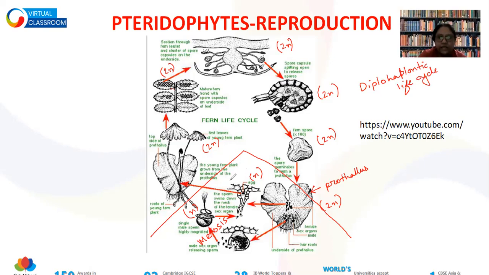It will be 2n only. The zygote forms the embryo, and the embryo forms the sporophyte, so it will be 2n only. It's not zygospore, it is 2n. You need to remember it in every life cycle. Which cell division is mitosis and which is meiosis, you need to remember it.